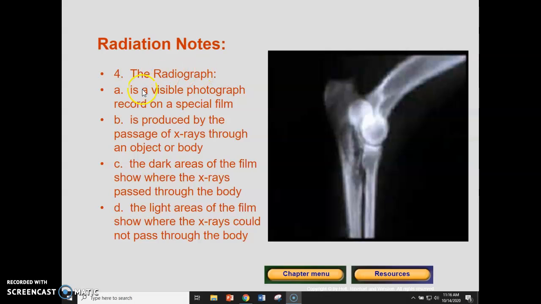So we've started our little introduction here to X-ray waves and radiation. Remember the electromagnetic spectrum. The longer the wave, the lower the energy. The shorter the wave, the higher the energy. We'll talk more next time.